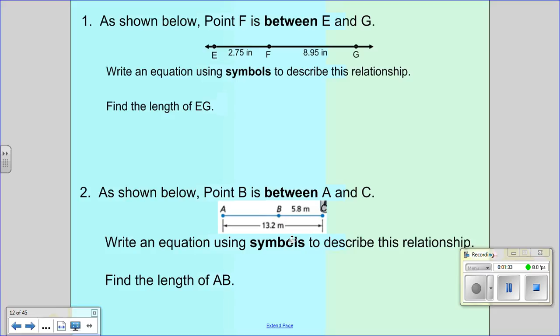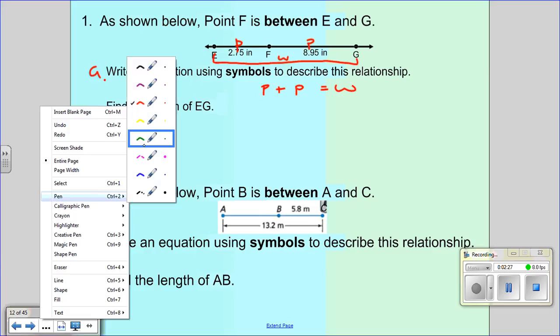Number 1 says, shown below, point F is between E and G, which is true. Write an equation using symbols to describe this relationship. So that's the first thing we got to do. The distance from E to F is just part of the entire line. The distance from F to G is another part of the line. Now, I could combine those two parts together and I would get my whole. So this is where we're going to use part plus part equals whole to help us write the equation that they're asking for.